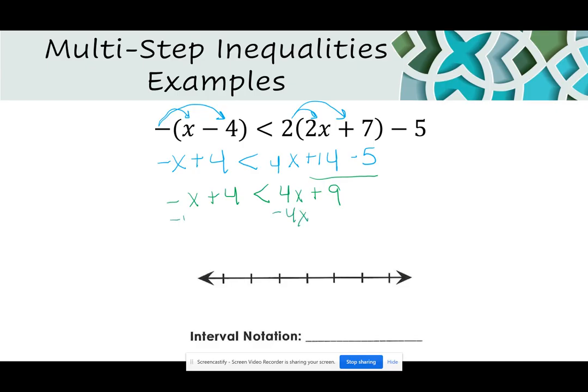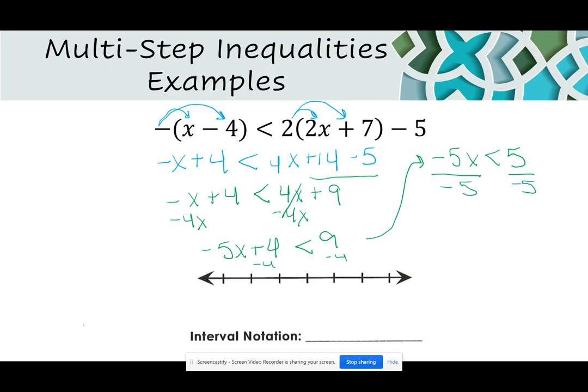So I'm going to subtract 4x. We get negative 5x plus 4 is less than 9. We want to subtract 4 to the other side. So I'm going to continue on up here. So we have negative 5x is less than 5. And our last step is to divide by negative 5. But since we divided by a negative, flip your sign. So we get x is greater than negative 1.